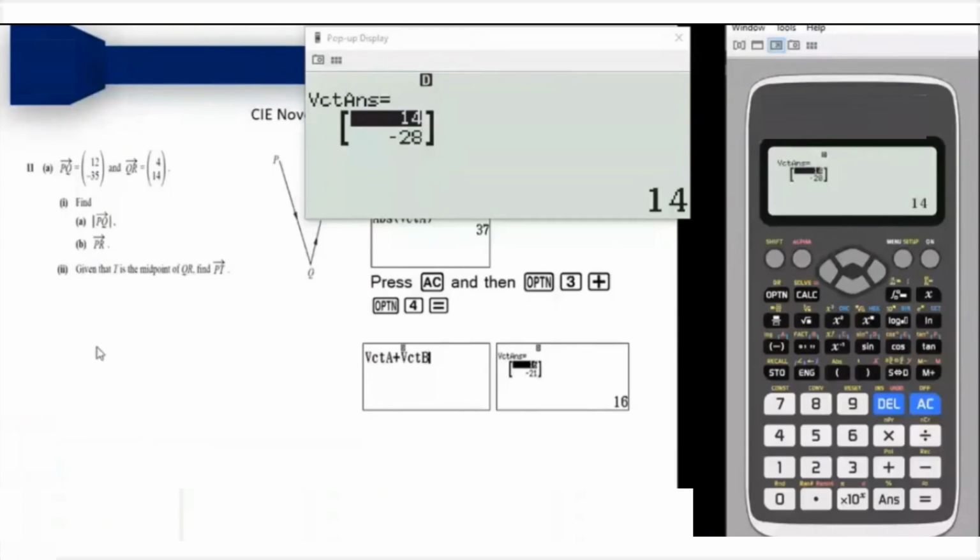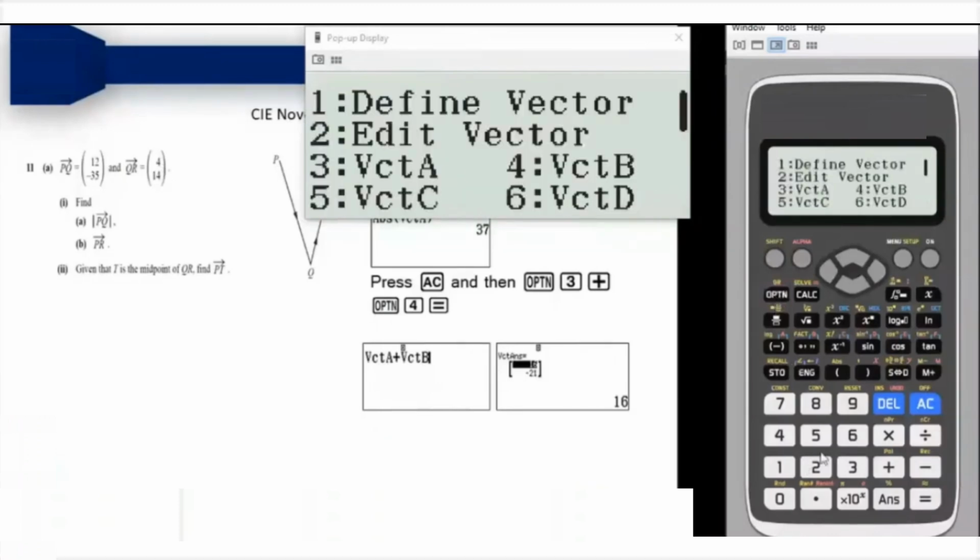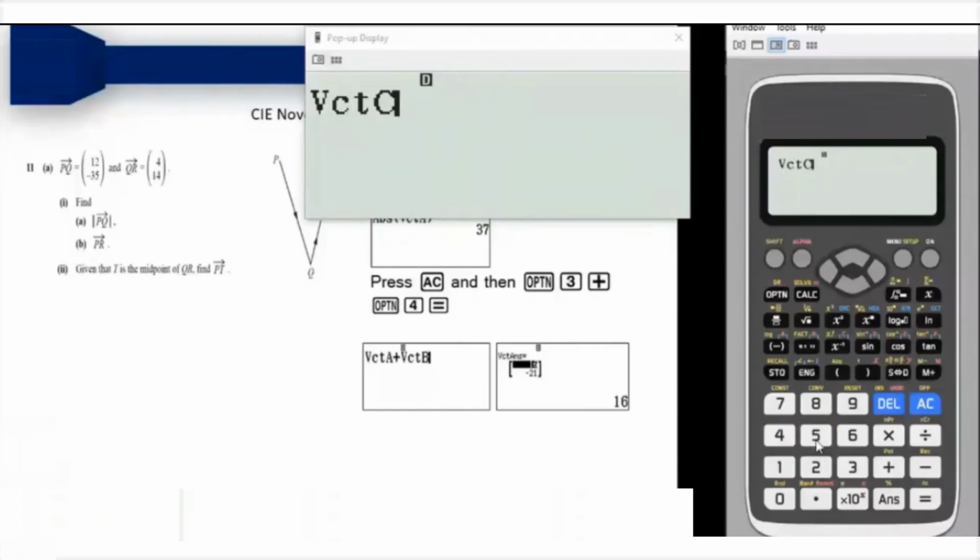All right. The question says, given that T is the midpoint of QR, which means that if I divide QR by 2, I will get QT because it's vectors. So if T is the midpoint of QR, so halfway between Q and R is T. So QT will be half of 4 and 14. Half of 4 and 14 is 2 and 7. So what I have done is I have defined a new vector C. Vector C that I have defined is 2 and 7.